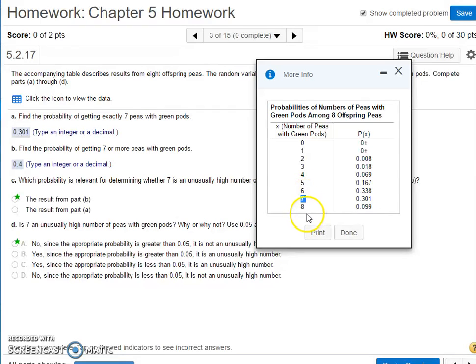So that means 7 or 8 according to this. So I have to add 0.301 plus 0.099. That's going to be 0.4000. So 0.4 would be my answer.